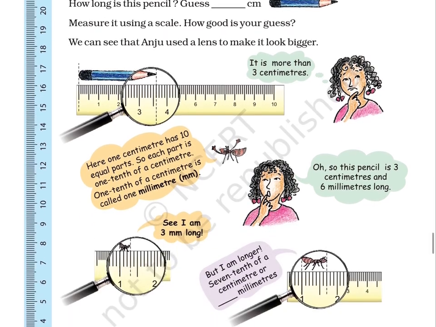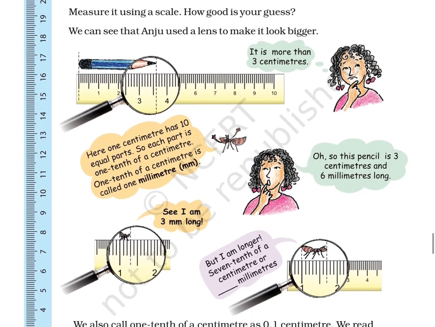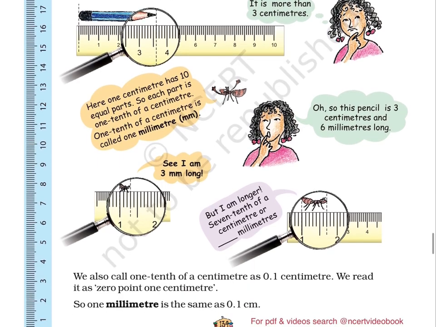It is more than 3 centimeters. We see the pencil being looked through the magnifying glass. Here 1 centimeter has 10 equal parts, so each part is 1/10 of a centimeter. 1/10 of a centimeter is called 1 millimeter. This knowledge is given to us by one of the flies passing by.